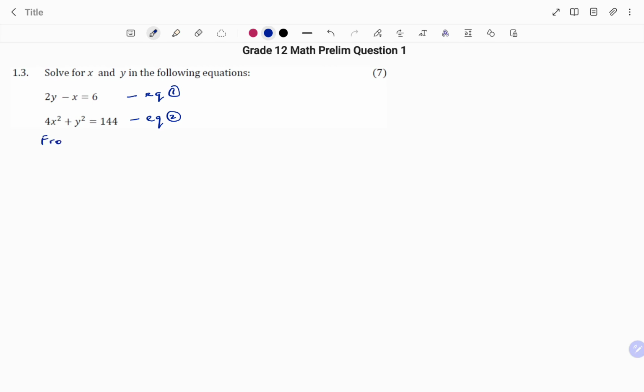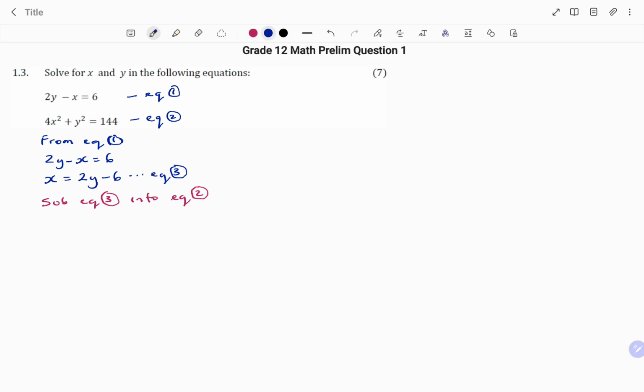I have from equation 1, making x the subject of formula, 2y minus x equals to 6. Therefore, my x will be equal to 2y minus 6. I tag that as my equation 3. And because I'm using my substitution method, I'm going to substitute equation 3 into the second equation, that's equation 2.